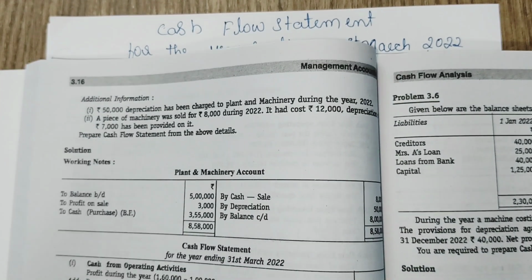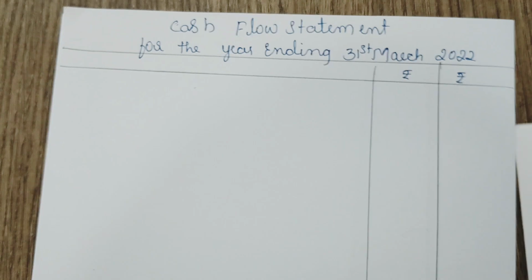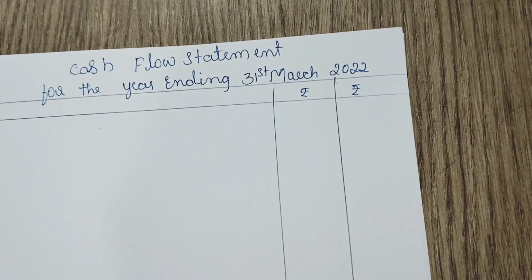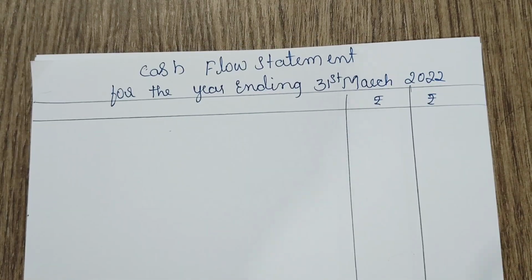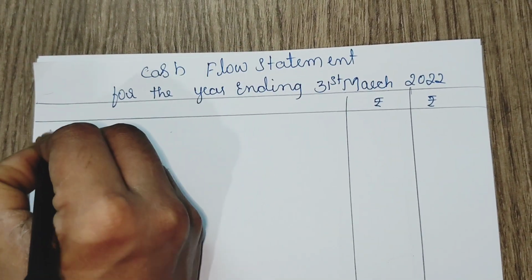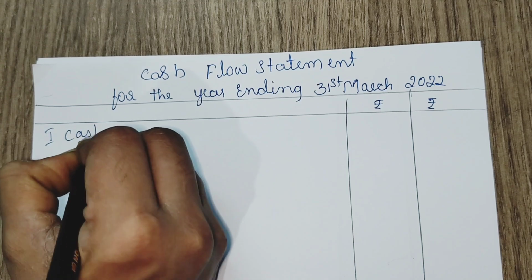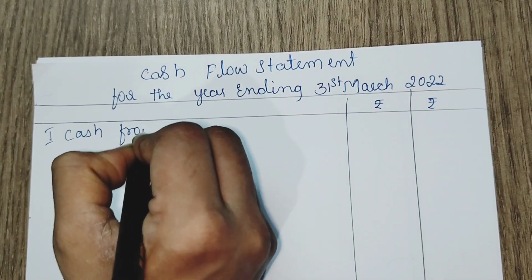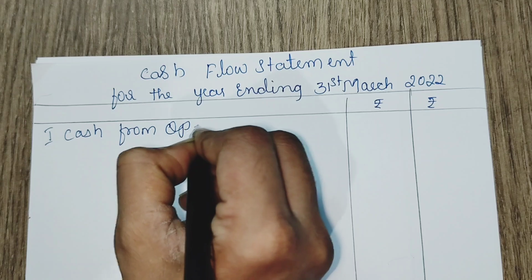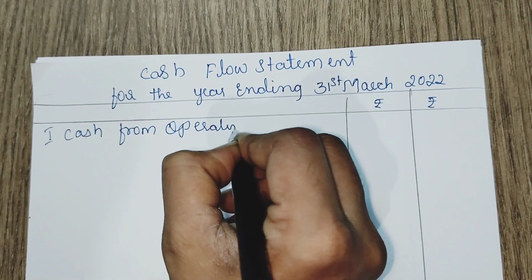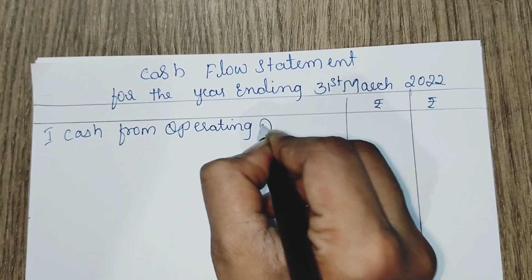So we need to prepare the cash flow statement. Let us prepare the cash flow statement. First we are starting with cash from operating activities.